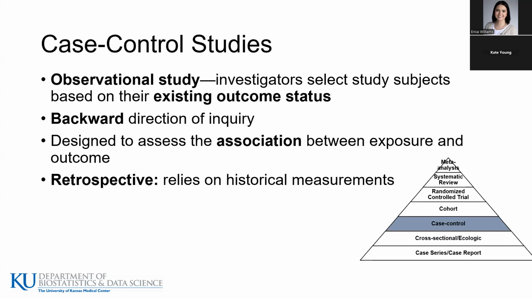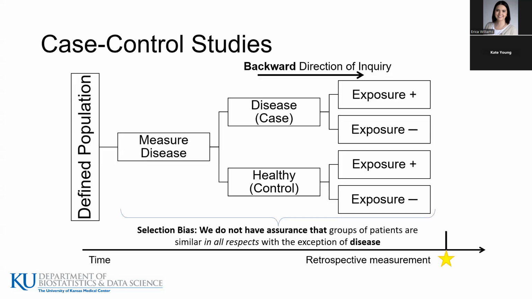Okay, so next I'm going to talk about case control studies. This is also an observational study, except in this case, the investigators would select subjects based on their existing outcome status rather than their exposure status. So this means that we have a backwards direction of inquiry. This is also designed to assess the association between exposure and outcome. It's also retrospective in that it relies on historical measurements.